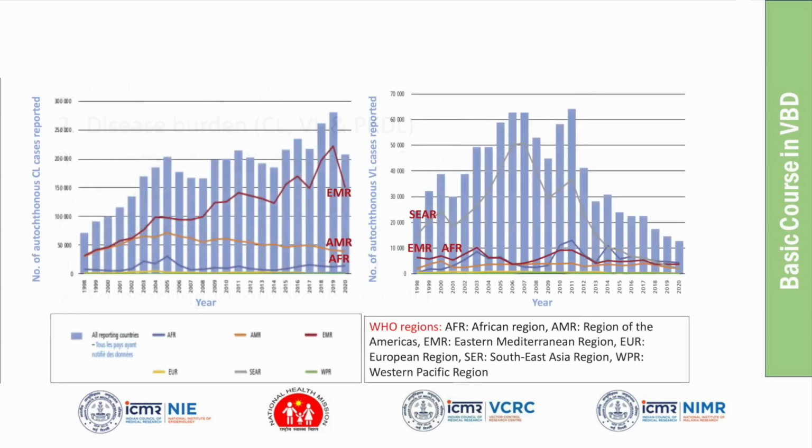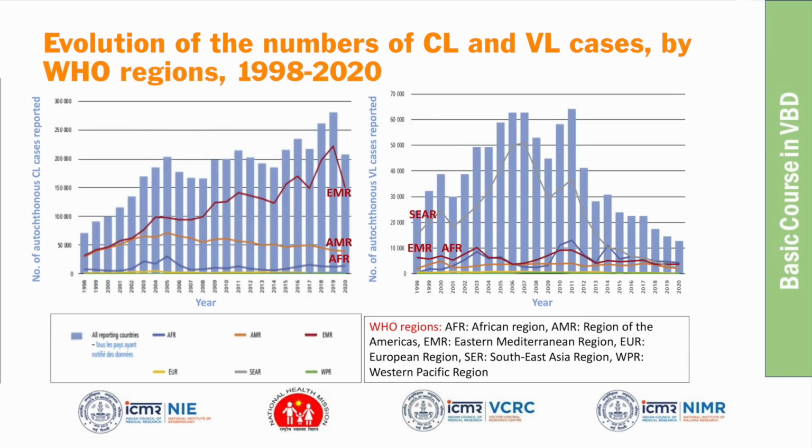The next aspect is the disease burden due to CL, VL, and PKDL. As per the WHO report in 2018, the total number of CL and VL cases by WHO region is shown in this figure from 1998 to 2020. The left panel shows the cutaneous leishmaniasis cases reported in the world. You can see it keeps increasing from 1998 until 2019, and there is a small decline afterwards.